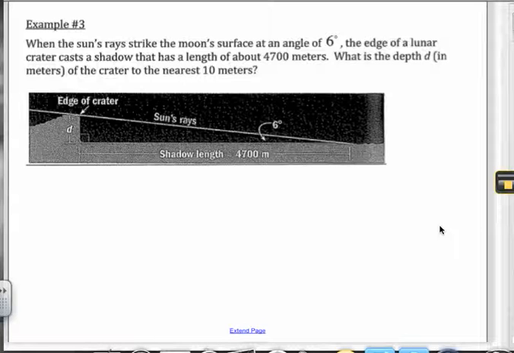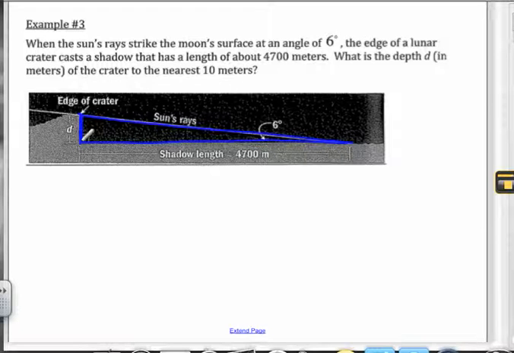Okay, guys, in example number 3, it says, when the sun's rays strike the moon's surface at an angle of 6 degrees, you see they've drawn the triangle for us, right? They've drawn this for us. If you're trying to land a spaceship on the moon, it would be nice to know how tall this crater is. But I can't figure out how tall that crater is because I can't land my ship on the moon until I find out how tall the crater is.